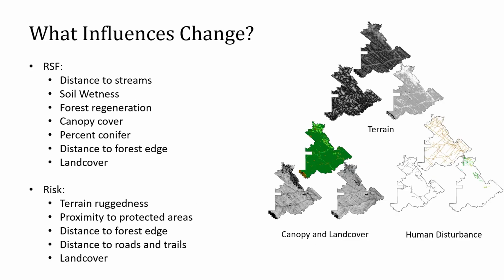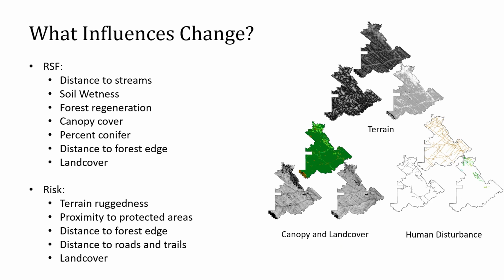I also want to go over what influences change within our outputs. So for RSF, distance to streams, soil wetness, forest regeneration, canopy cover, percent conifer, distance to forest edge, and land cover all influence changes in the output. For risk, terrain ruggedness, proximity to protected areas, distance to forest edge, distance to roads and trails, and land cover all influence the output.